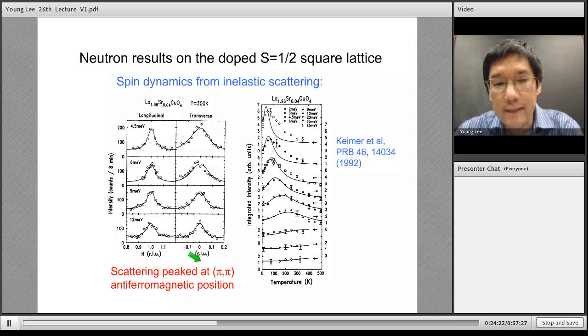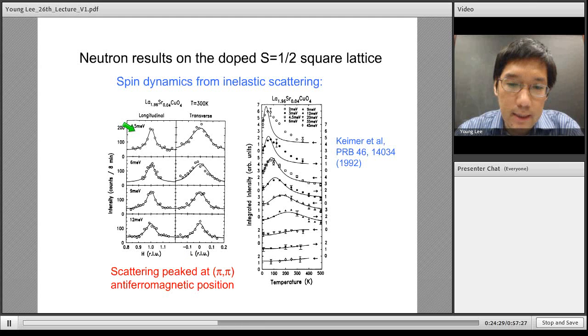But these are not sharp Bragg peaks. You just have broad peaks centered there at various energy transfers. Here is the intensity at different energy transfers.